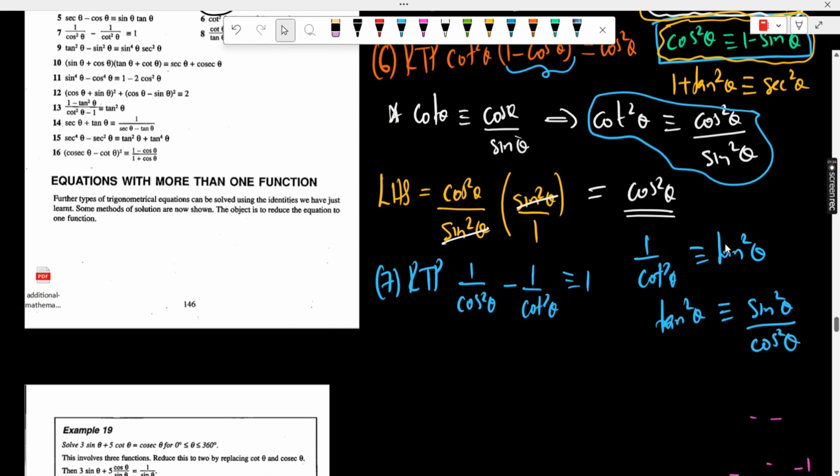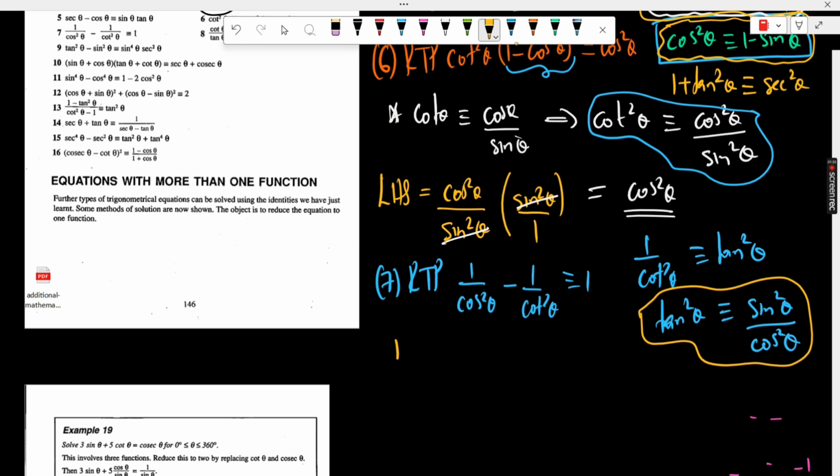All right, so let me look at this one. That's number 7. We have 1 over cos squared theta minus 1 over cot squared theta equivalent to 1. So we identified that 1 over cot squared theta is equivalent to tan squared theta. And of course, tan squared theta is equivalent to sine squared theta over cos squared theta.